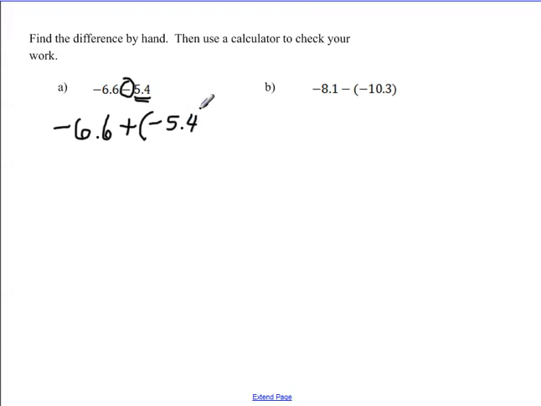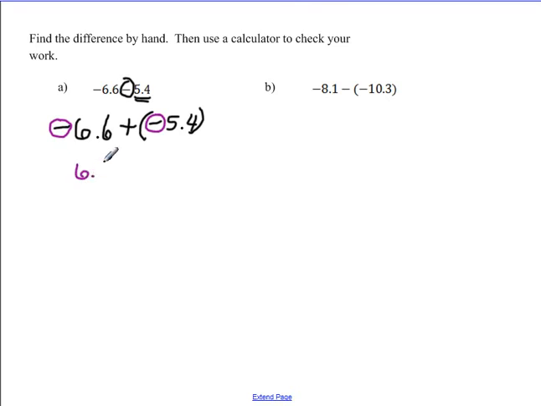Okay. Now, to add these two numbers, we just have to keep track of a couple of things. We have to see that there's decimal points, so we need to be sure that we keep our decimal points lined up. We also want to keep track of the fact that our signs are showing us that both of these are negative. And so remember, when we add two numbers that have the same sign, we're going to add the numbers and keep the sign. Okay, so same sign, take the sum, keep the sign.